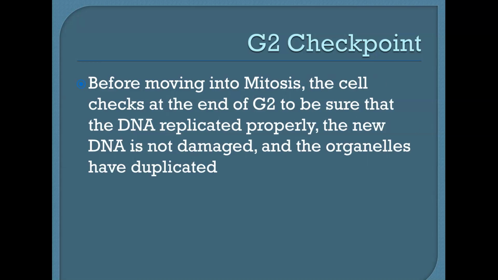Our next checkpoint is going to be in G2, before we move into the phase of mitosis. The cell is going to check at the end of G2, the end of that second growth period, that the DNA replicated properly, we have the correct DNA, it's not damaged, and all the organelles have duplicated, so we have enough stuff for that duplicated cell to function correctly within our bodies.